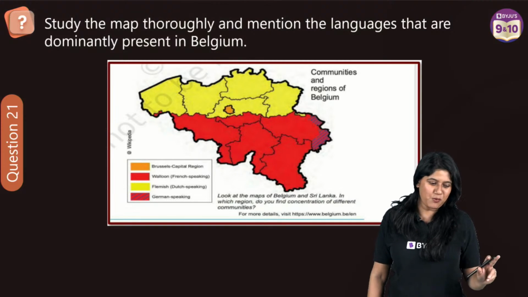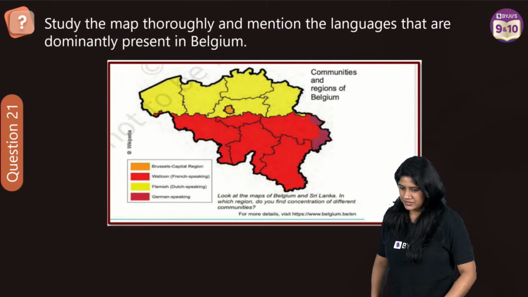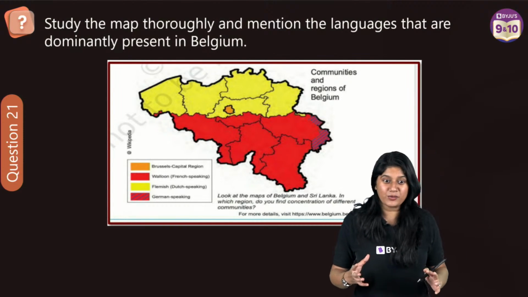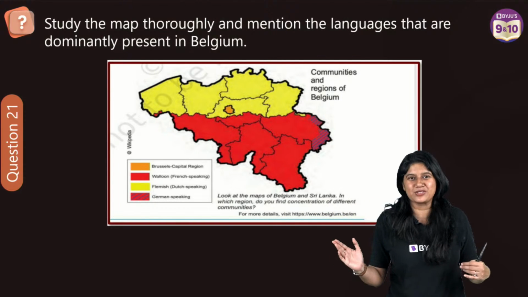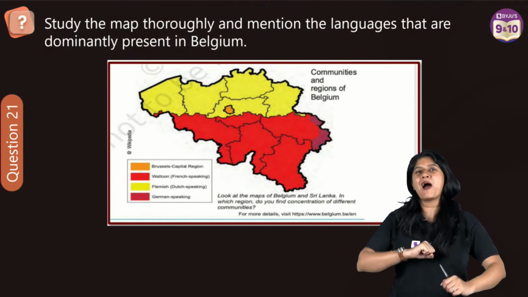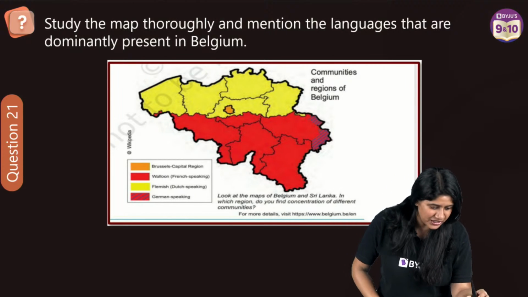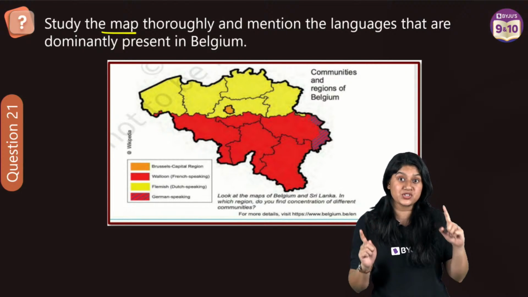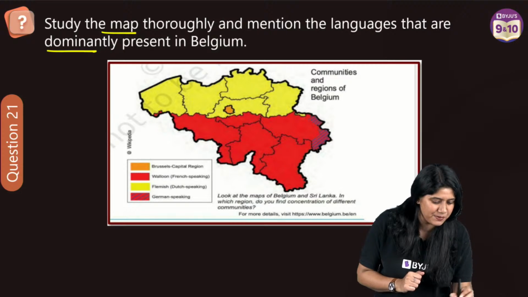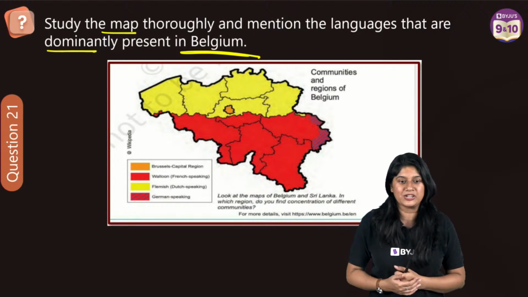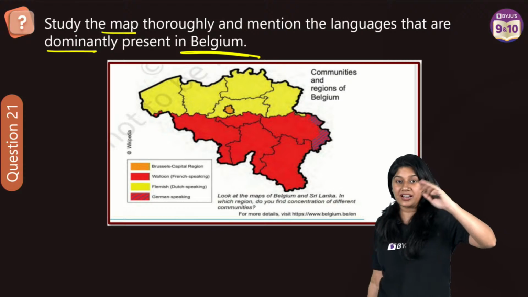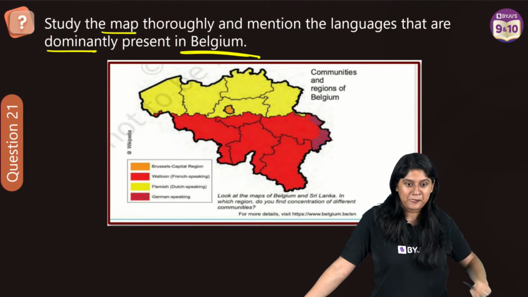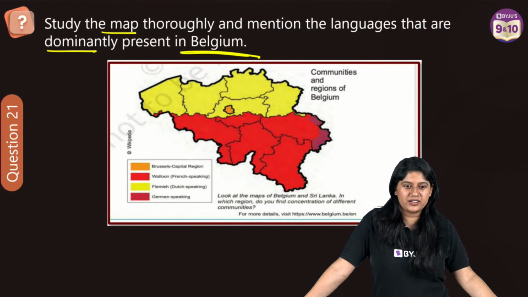Section B, question number 21. I'm sure we'll be able to call out the name of the chapter. It's power sharing. We have to study the map thoroughly and mention the languages that are dominantly present in Belgium. Easy peasy question. This is an example of the first type of application, a direct question.